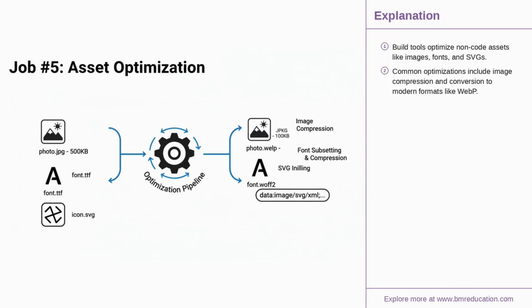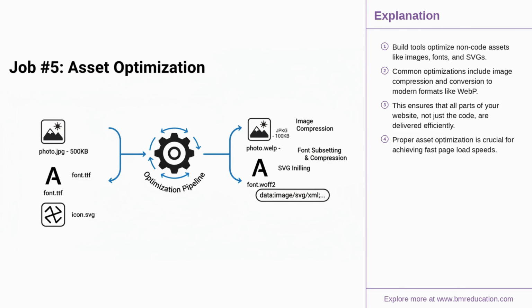But modern websites aren't just code. They're also images, fonts, and other media. Build tools handle these too through asset optimization. This process can automatically compress images to reduce their file size without sacrificing much quality, convert them to modern, efficient formats like WebP, and even embed small images directly into your CSS or HTML to save network requests. Every asset is fine-tuned for performance.